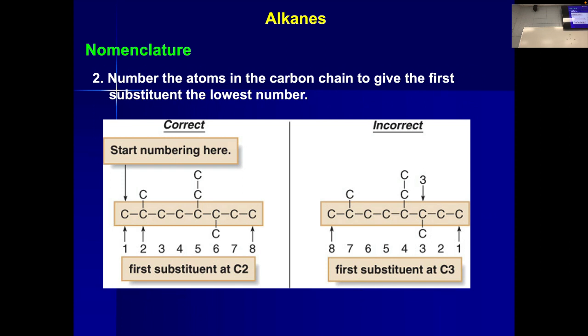So we've got the parent. We've got the substituents. Now we have to figure out where the substituents are. So we have to number that longest carbon chain. And there's a couple of ways to number it. Once I've identified it, I can number it from left to right, or I can number it from right to left.